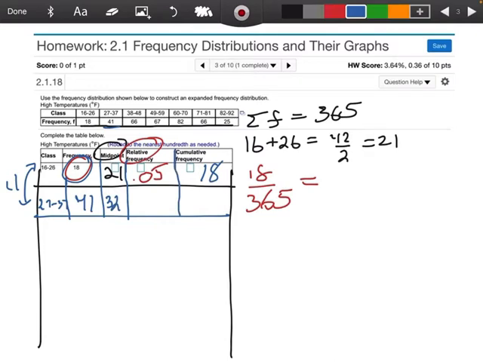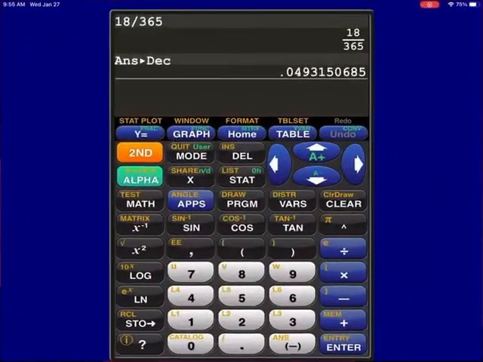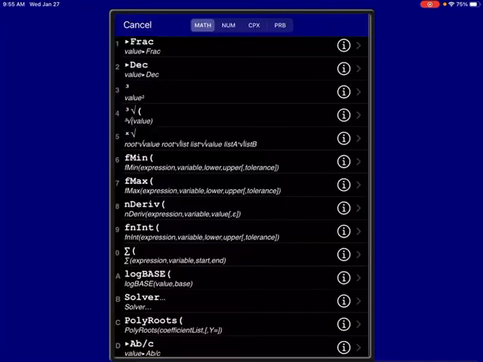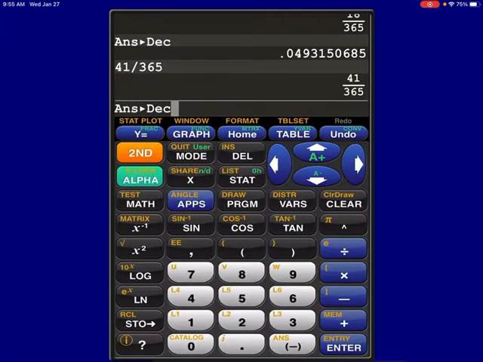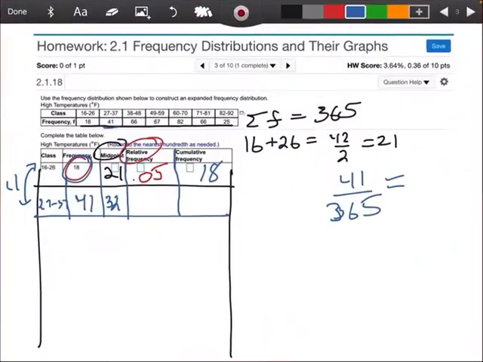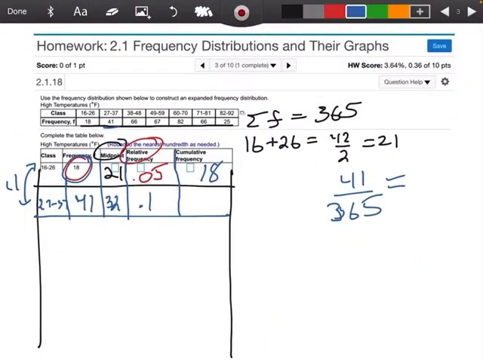My relative frequency: we're going to take our frequency, which was 41, and divide it by 365. So let me get rid of this part here because those numbers are not equal. And we're going to convert that to a decimal. So 41 divided by 365, hit equals, then math and number 2 to go to a decimal. So 0.11.